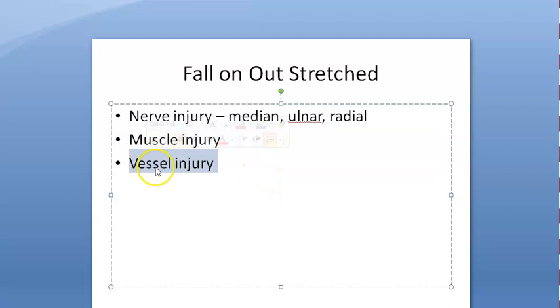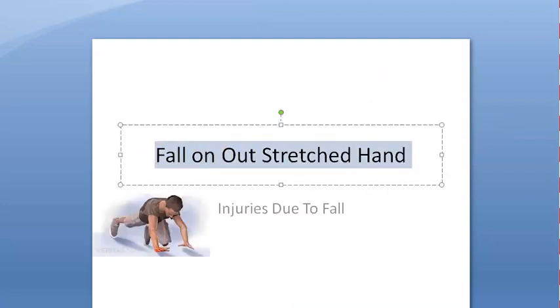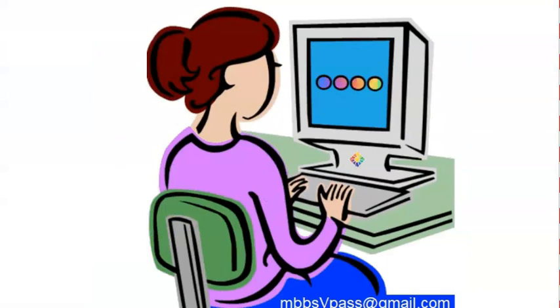So checking the pulse is very important, right? Pulses you should check so that there is no ischemia, okay? So this is all about fall on outstretched hand. Each of these topics is a very, very vast topic which you'll have to learn from separate videos, okay?